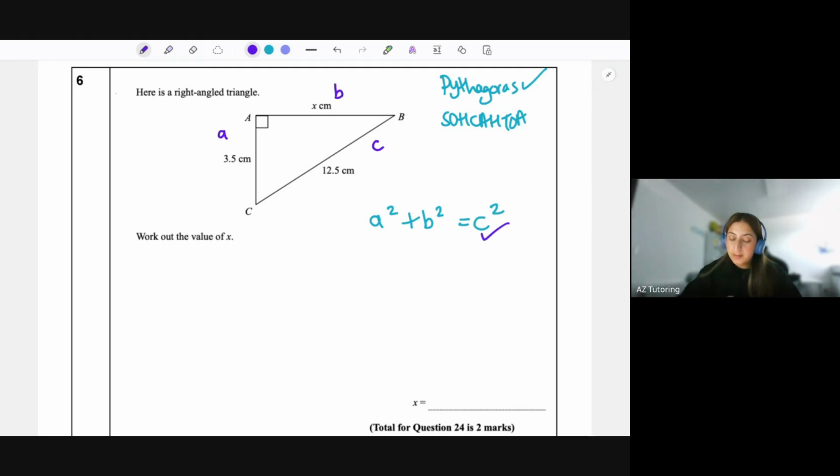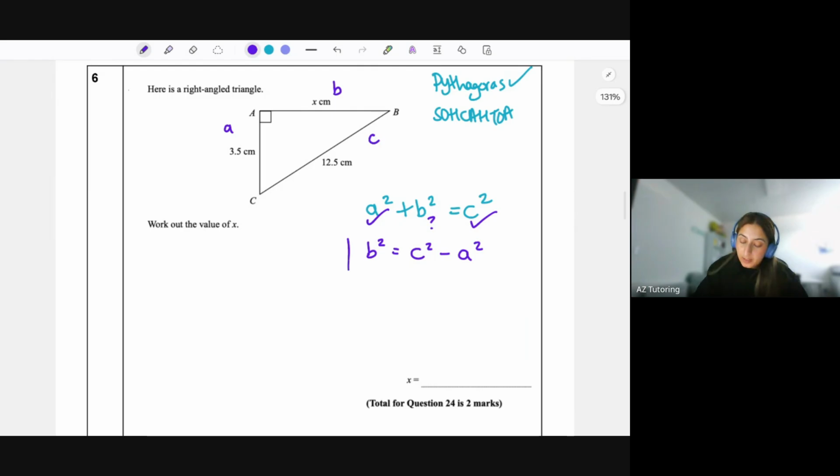So we've been given C, we've been given A, we need to find B. So I'm going to rearrange this equation first to find B. So B squared is going to equal C squared minus A squared. If you rearrange that to make B squared the subject to find B, I'm going to do C squared take away A squared. So that is the formula version I'm going to be using. So always rearrange first and then you can put your numbers in.